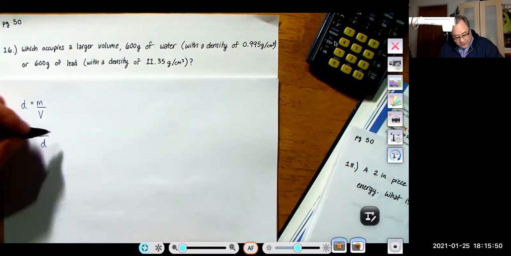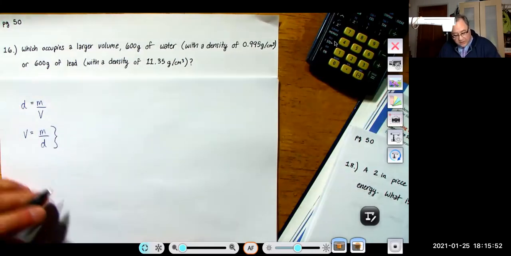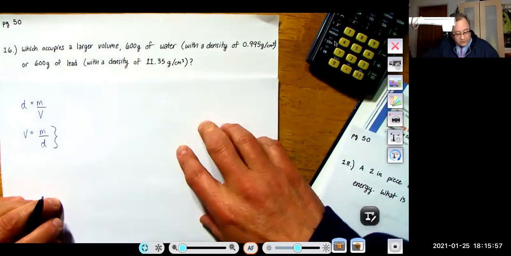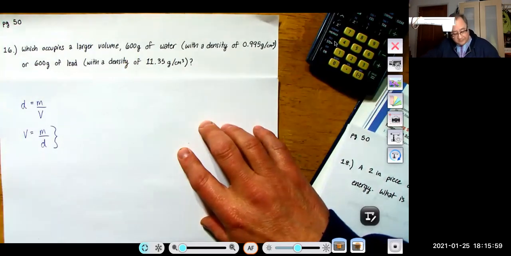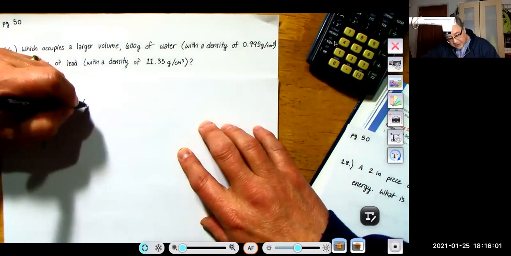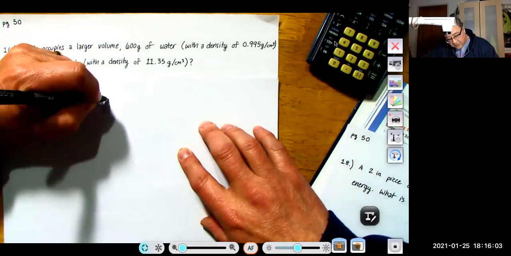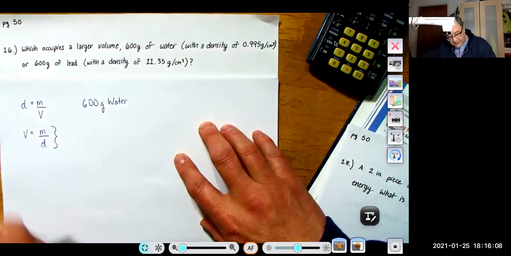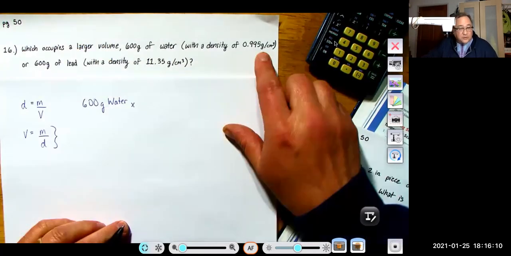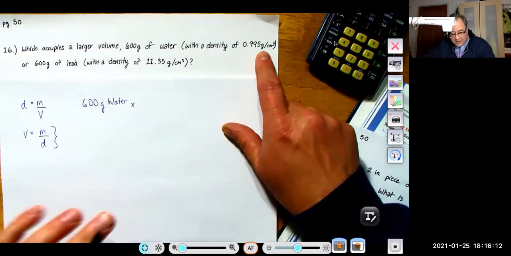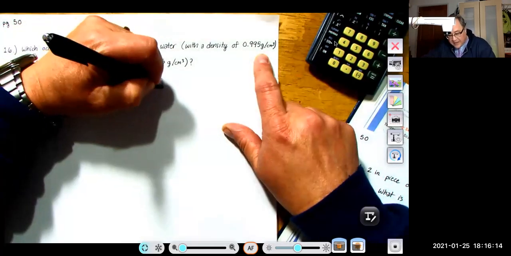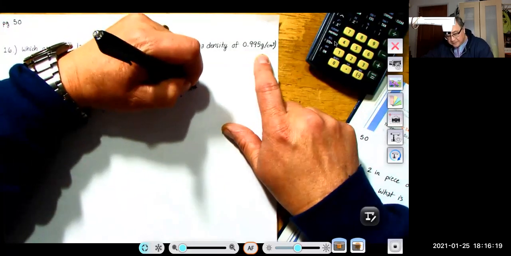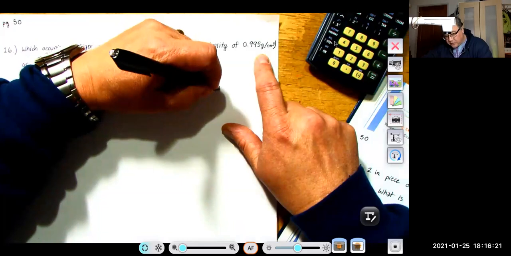Now we don't have to use this formula. So here I'm going to show you a way to get the volume of the water without using this formula. So I'm going to start off with 600 grams, and I'm going to put a W here for water. And actually, I'm going to write out water times this right here. Now, this says that 0.995 grams of water is equal to 1 centimeter cubed of water.